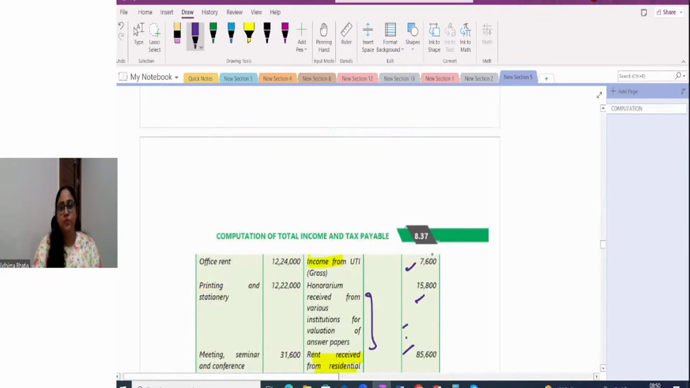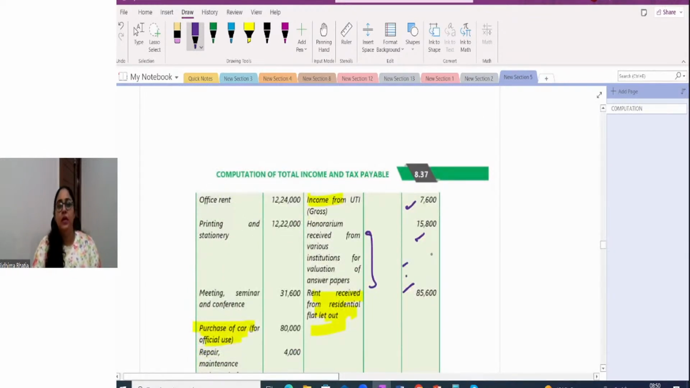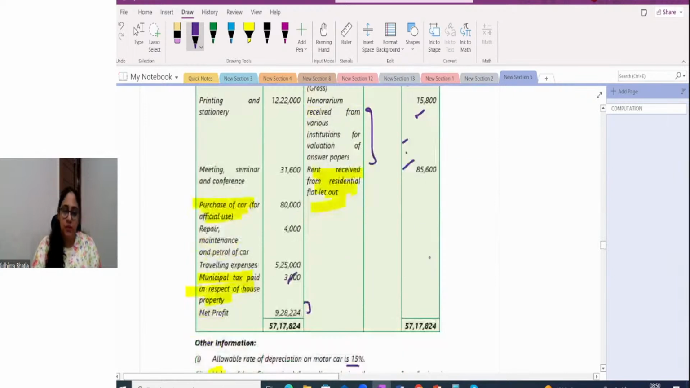Because of her profession of being a chartered accountant, she's invited. You can give an expression of both the things. That would be okay, but preferably honorarium should go in other sources. Why? It is not regular income. It is not a business, but you can take it into business by saying that, yeah, it is a profession because of which she's being invited and she might be invited on regular basis.